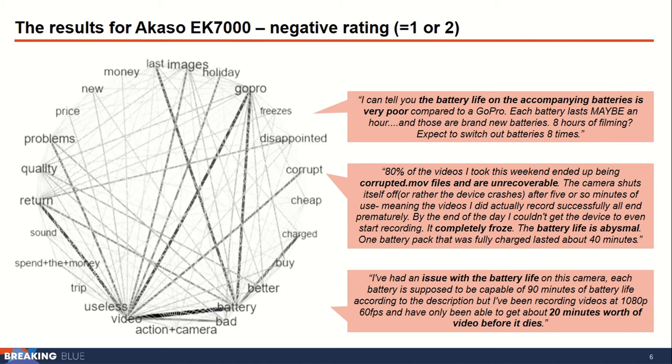For example, video and corrupt are linked together, suggesting issues with corrupted files. On the flip side of a positive review, where price was a driver for the positive rating, it can also be a driver for negative reviews, with dissatisfied customers calling the camera cheap and advising others to spend the money and go with the GoPro.